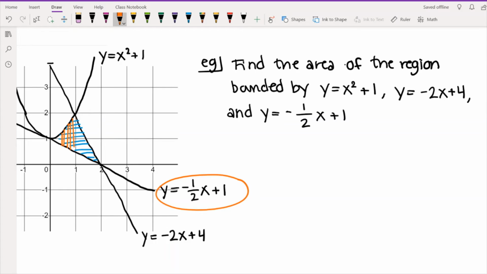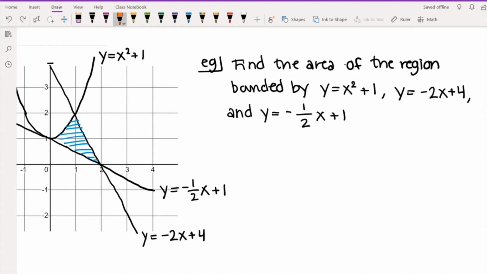But as soon as I hit x is equal to 1, all of a sudden it switches. If I draw a line here, now y is equal to negative 2x plus 4 is on the top, and y is equal to negative 1/2 x plus 1 is on the bottom. So at x is equal to 1 is where it switches. I've found that students often have trouble figuring out what's on the top and what's on the bottom, especially when you have more than two functions. So I really recommend this method of drawing a vertical line and literally asking yourself what's at the top of the line and what's at the bottom of the line. That will tell you the top and bottom function.